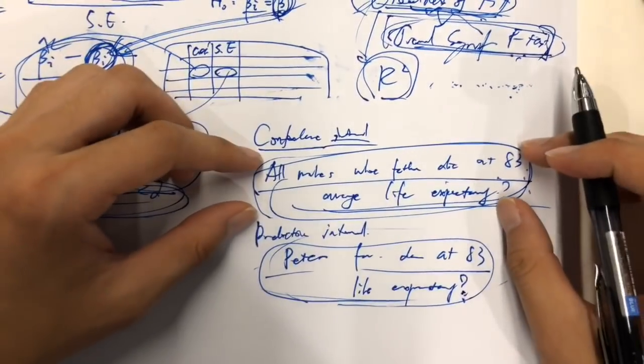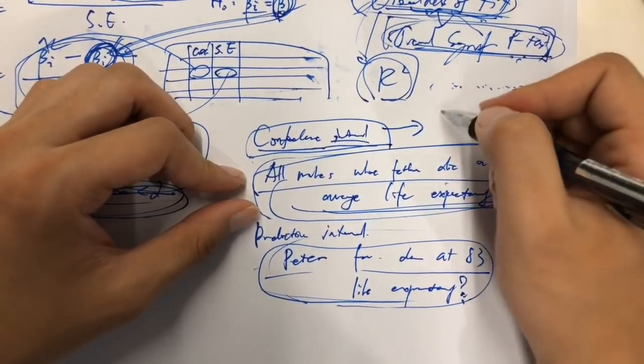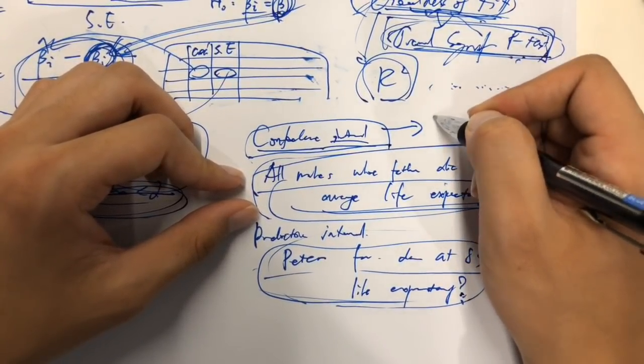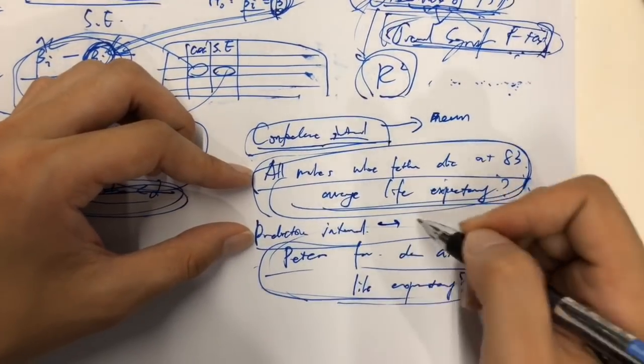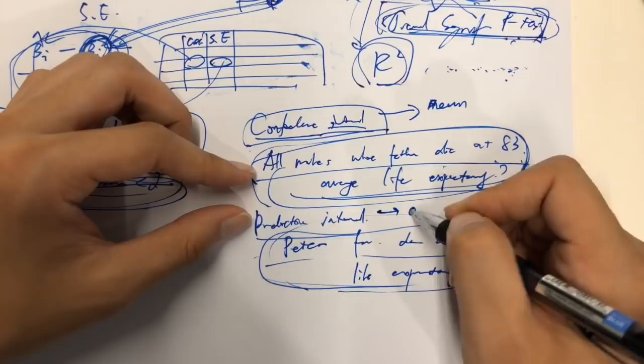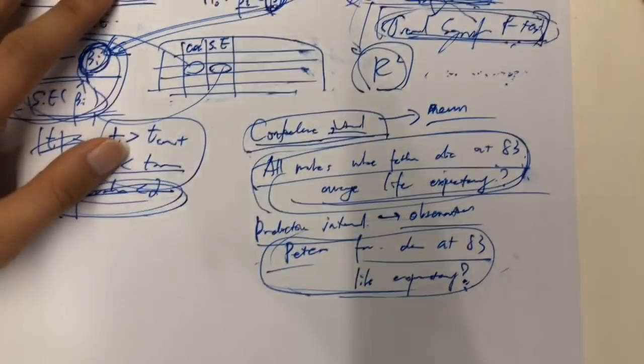Again, a confidence interval is a prediction on the average. It's on the means. But a prediction interval is a prediction on a particular observation. Okay, that's all.